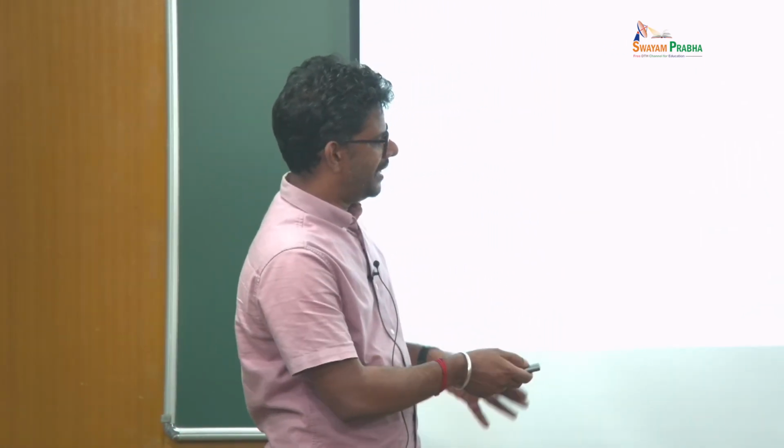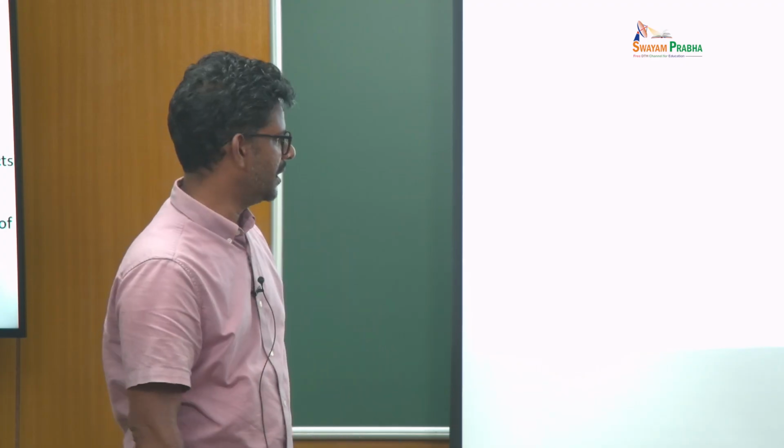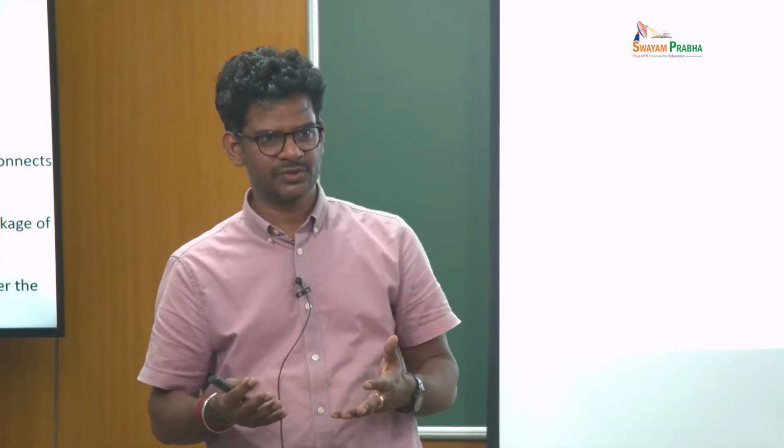Generally when we apply any stress or any sort of shear force, the tie points are the ones that are going to conduct this stress propagation. If you have a high number of tie points, you will make the polymer more rigid, more stiff. So, this is how the microstructure of a crystalline polymer is going to look.